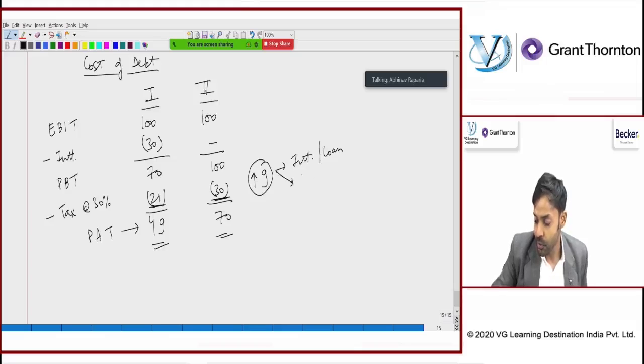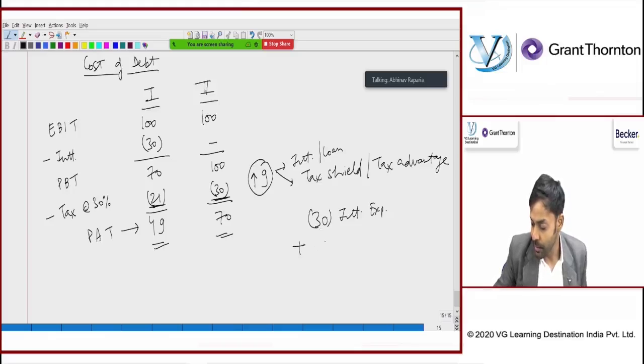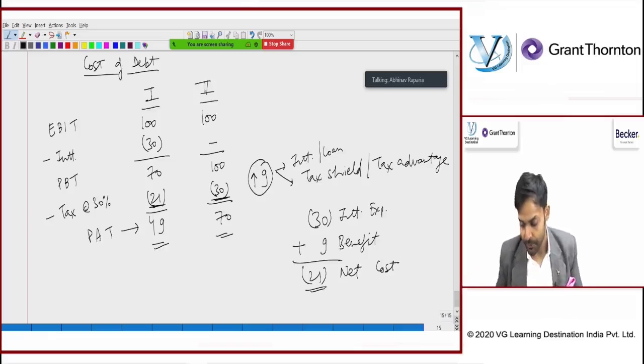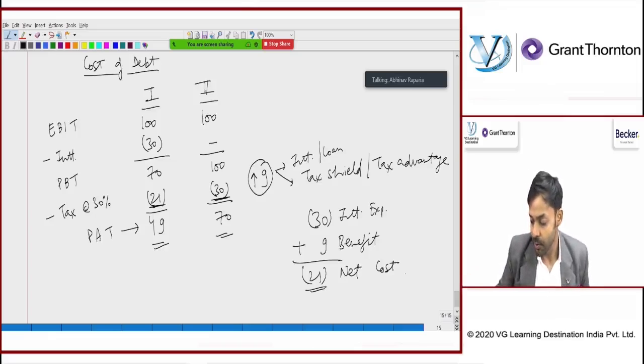This advantage is called the tax shield, tax advantage. So herein, what is the cost for you? The cost is going to be $30, right? Whatever interest expense you're paying, this is the cost, and this is the benefit that you're getting, in the sense you're saving that money. So what is the net cost for you? Net cost for you is going to be 21. I hope it is clear. So this is the net cost for you.